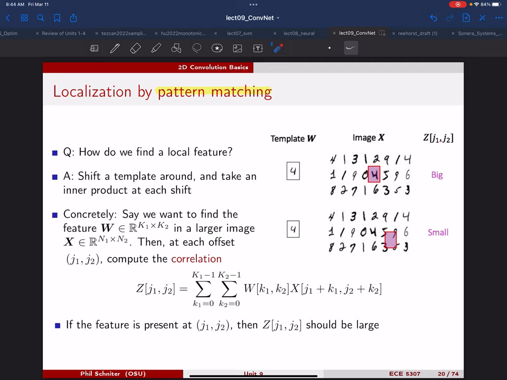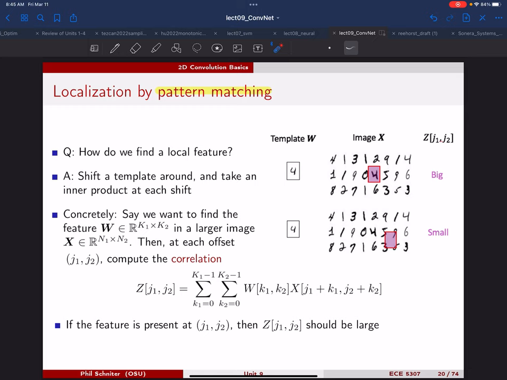So one way I could do this is I could make a template of what I think a 4 is, and then I could slide this template around. As I slide it, I take an inner product between the template and the image underneath it. And what is the image inner product with matrices? It's just a pointwise multiply and sum everything up.